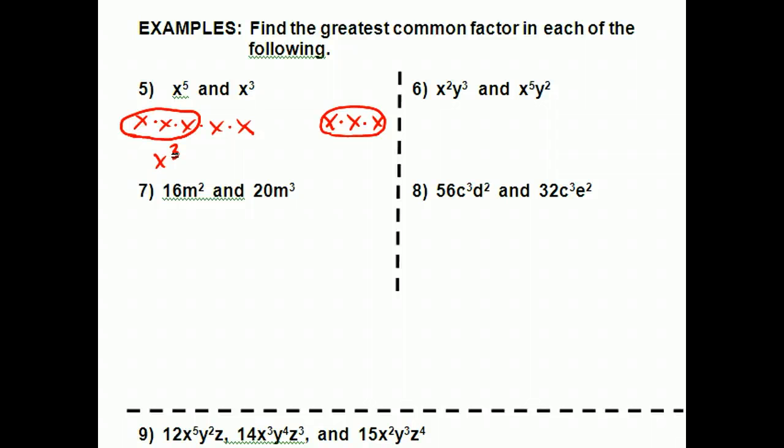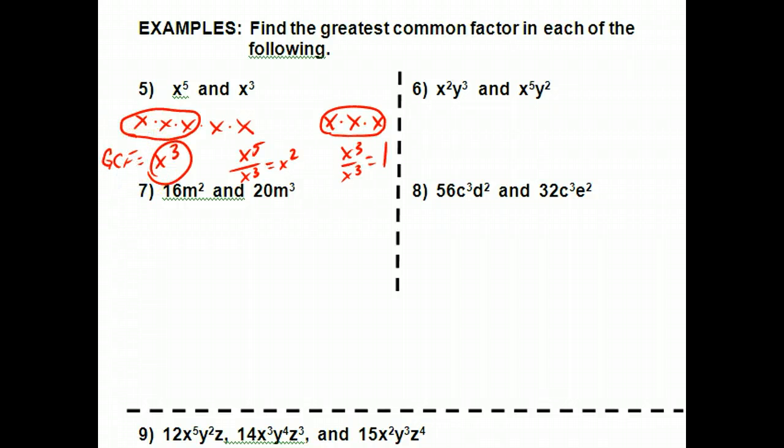So my definition is that a greatest common factor is the largest term that divides evenly into a set of terms. That means I should be able to divide both x to the 5 and x to the 3 by x cubed. And x to the 5 divided by x to the 3 gives me x squared, so that works out pretty slick. And x to the 3 divided by x to the 3 also works out to give me 1. So I've found my greatest common factor, my GCF, is x to the 3.